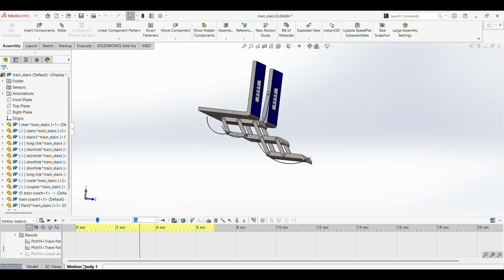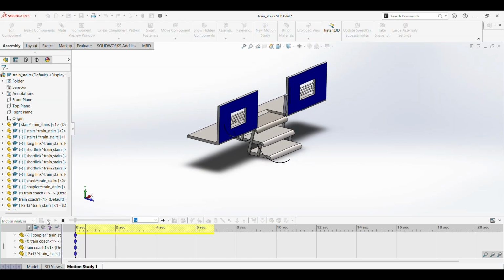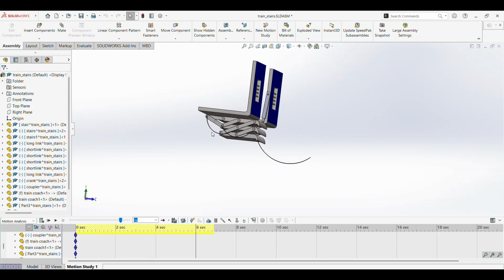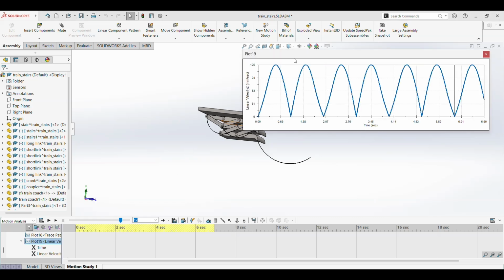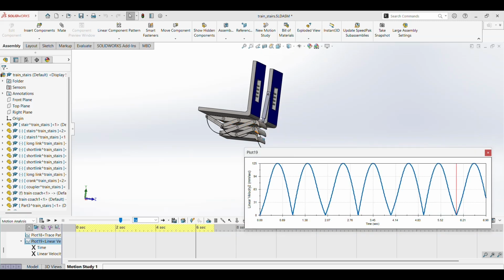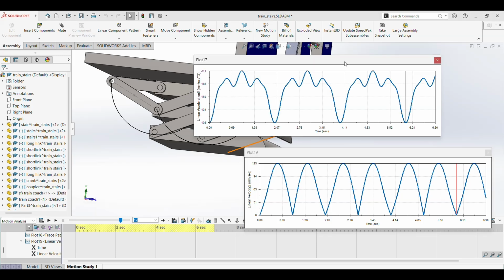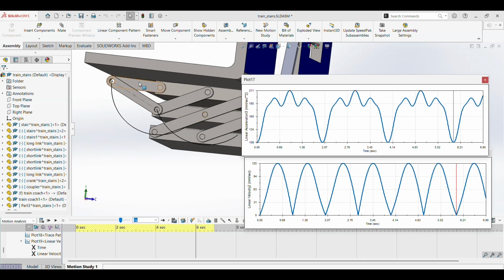Let's move on to motion studies. So here, motion studies, let's play. Here you can see this particular link is driving everything. These are the traces of the paths of each different link. We also have the plots of linear velocities. This is the plot of linear velocity of this particular point, and this is the linear acceleration of that specific point as well. The motor is rotating at a frequency of 0.5 hertz. That's why we are seeing repetitions after every 2 seconds.